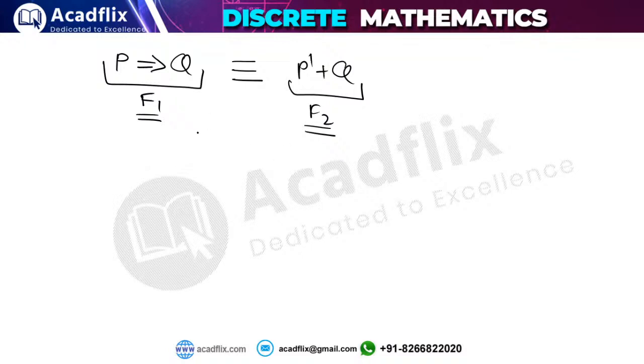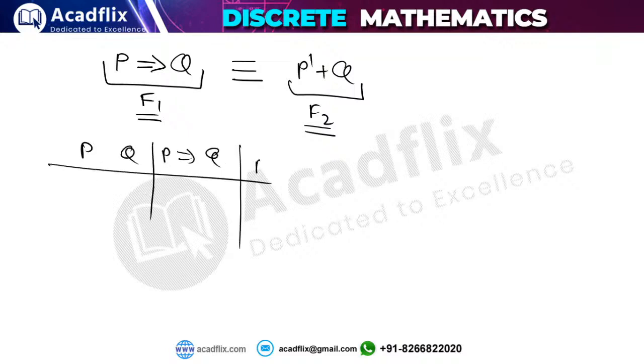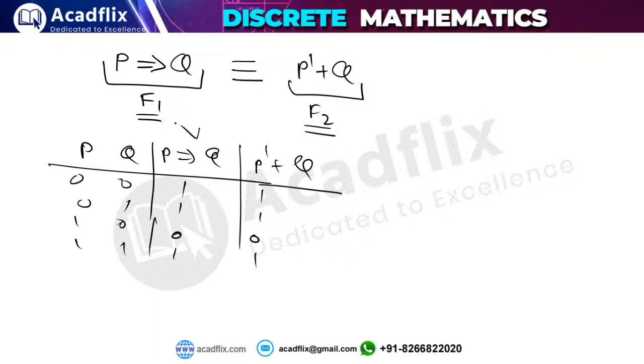Why do we say that they are equivalent? Because their truth tables are the same. If you construct the truth table of P implies Q, yesterday we have already constructed it, and also if you construct the truth table of P dash plus Q, then you will see that both have the same truth table. If you construct the truth table of F1 and the truth table of F2, you can see both have the same truth table. So we say that they are equivalent.